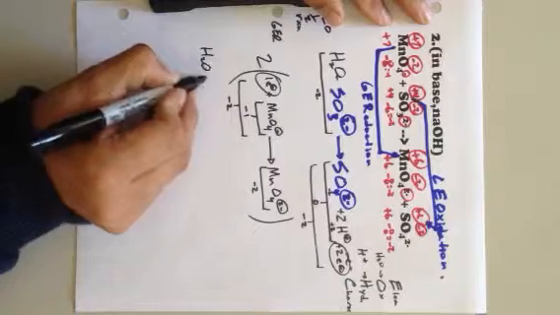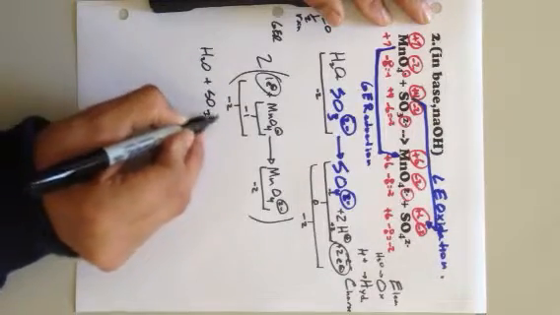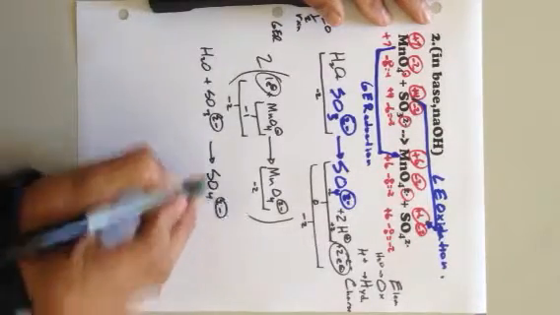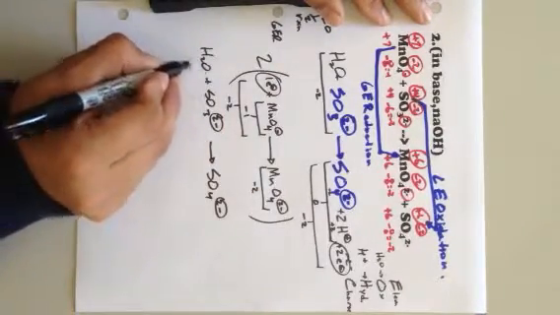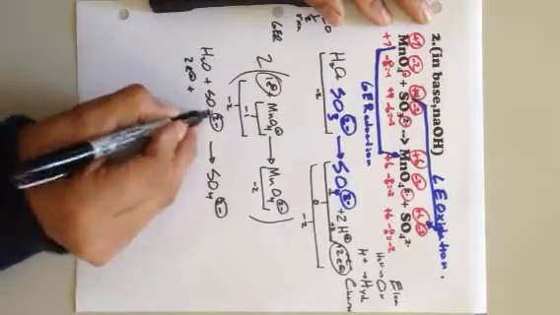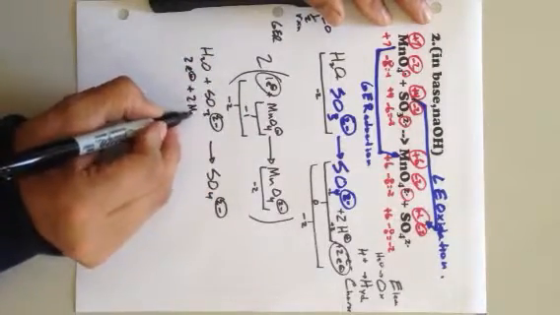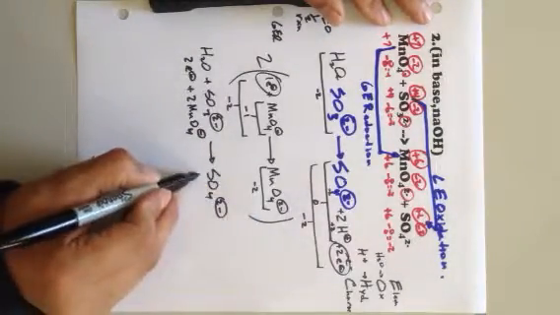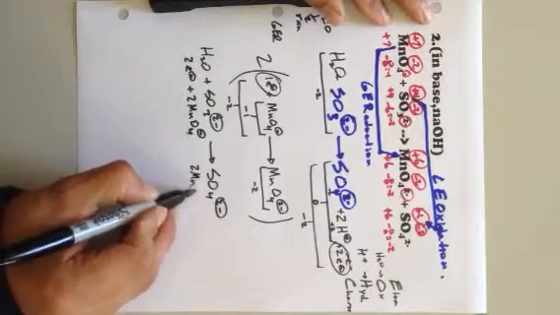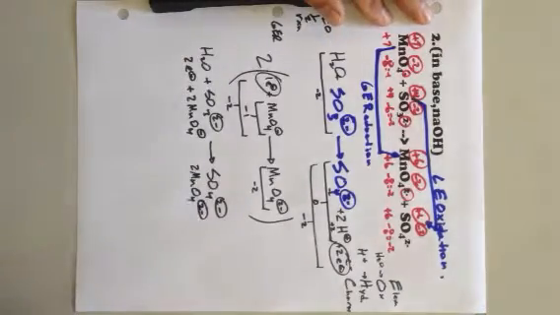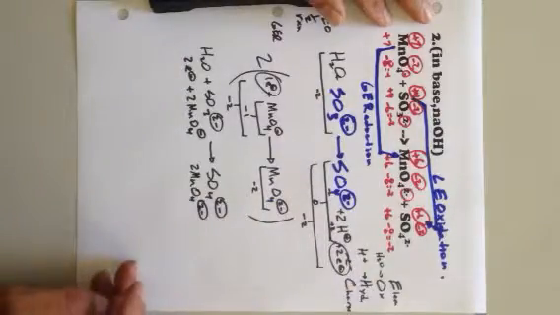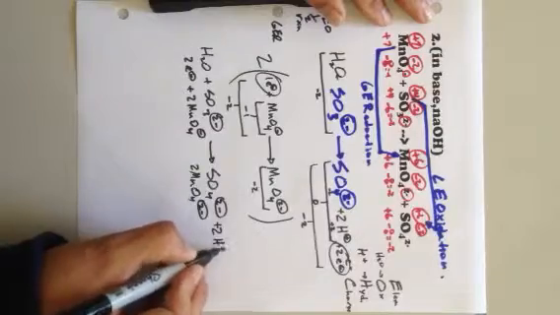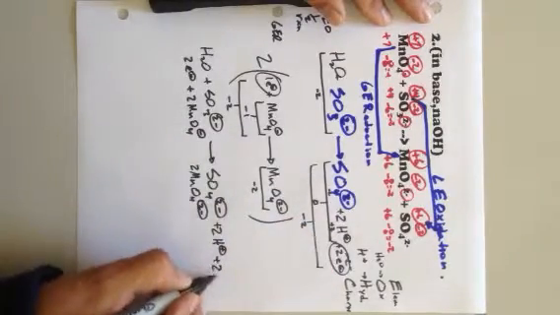So, H2O plus SO3 2- goes to SO4 2-. And I'm just going to add the other parts underneath it. 2 electrons plus 2 MnO4-, don't forget the charge. And then over here, 2 MnO4 2-. Okay? All right. Now that you put them together, let's see if we can cancel anything out. Oh, I forgot the rest of this. 2H+ and 2 electrons.